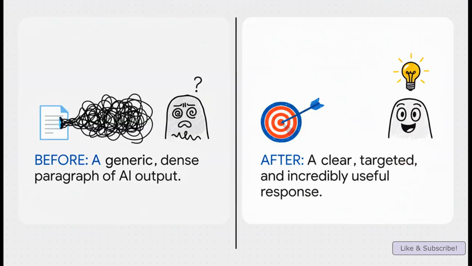On the one hand, you have that wall of text, that generic AI output. But what we want is something clear, something targeted, and something genuinely useful. The gap between these two, it's surprisingly easy to bridge.